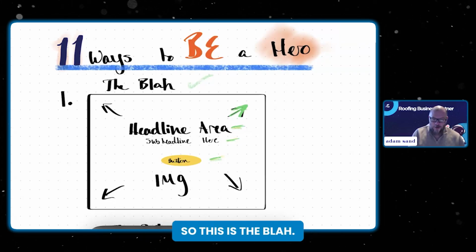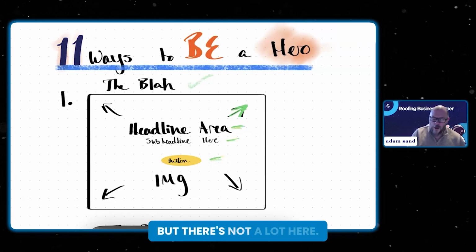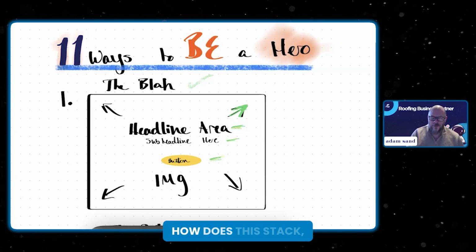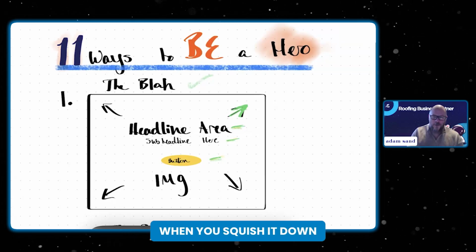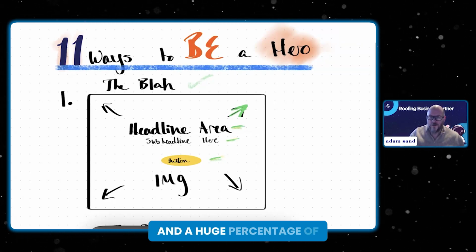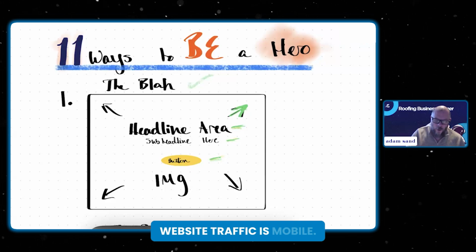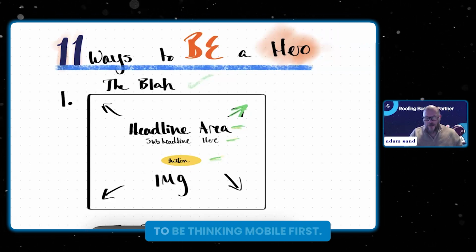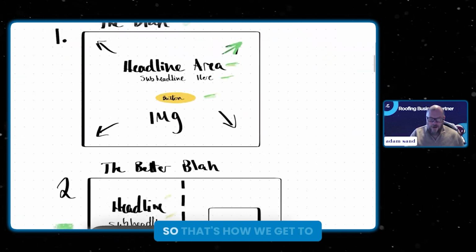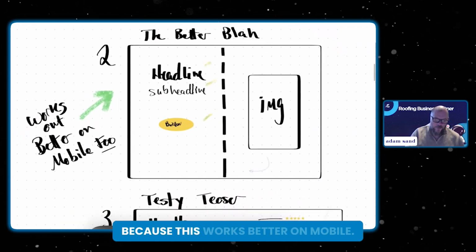So this is the blah. This is kind of the starting point, but there's not a lot here. You also have to consider how this stacks when you squish it down to be a mobile view. And a huge percentage of website traffic is mobile. So in many ways, you want to be thinking mobile first. So that's how we get to the better blah, because this works better on mobile.